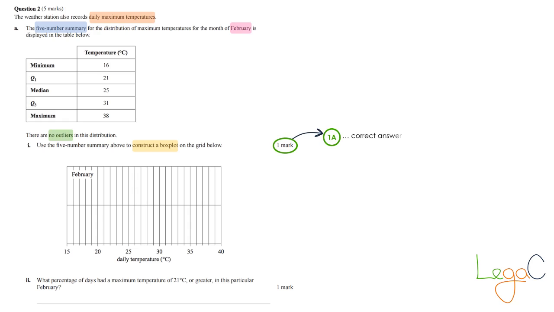Let's start with the minimum value. The minimum value is 16. We plot this on the grid, and then we continue with the first quartile, Q1, which is 21. And then we have the median, which is 25. The next point we are going to plot is Q3, the third quartile, 31. And the last point is going to be the maximum value, which is 38. Now that we have the 5 points on the grid, we can easily construct the box plot as shown.